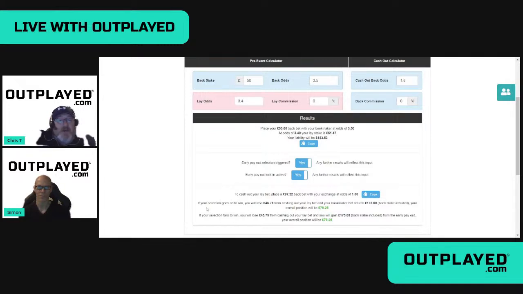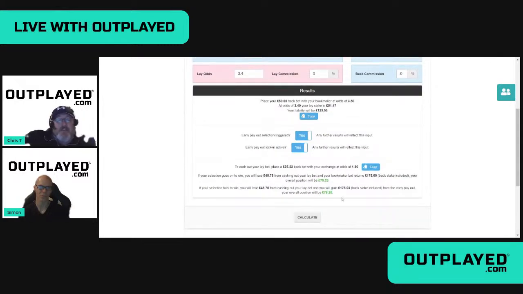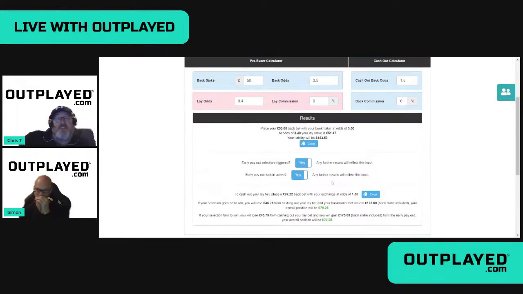So if the selection goes on to win from there, so if it stays at 2-0 to them, our overall position would be £80 profit from that. Or if they went on to lose, wouldn't make any difference at all. Our overall position would still be £80 from that. So it just gives us an idea of what we need to be placing in order to make a profit from the current situation of that game.